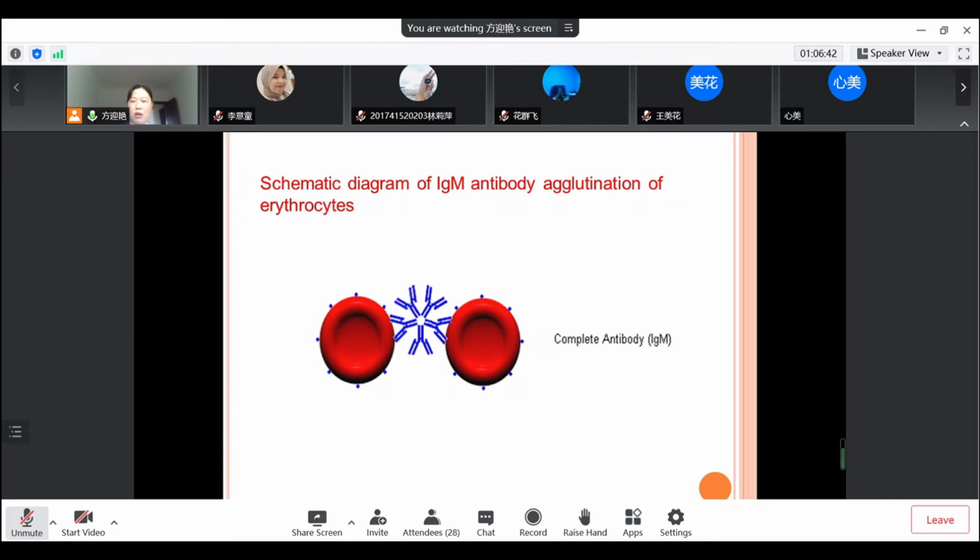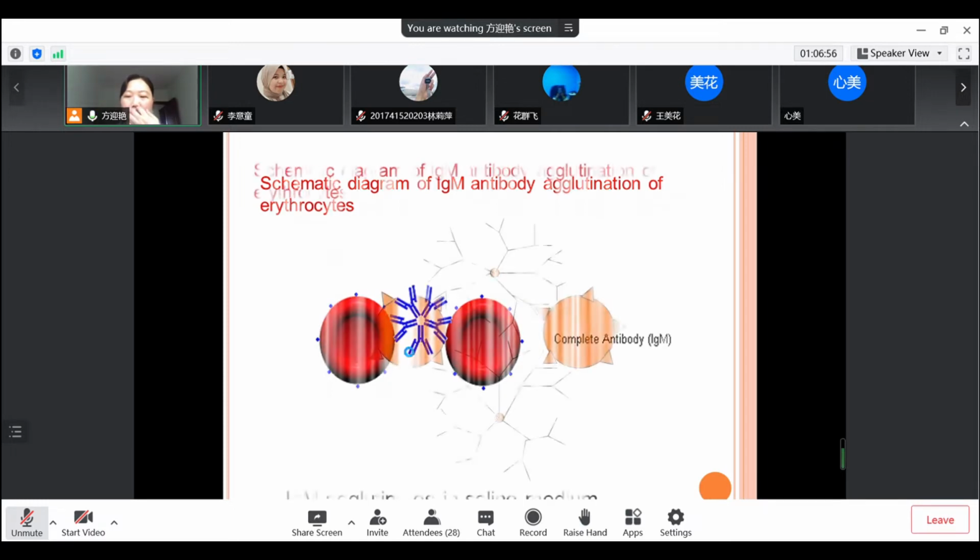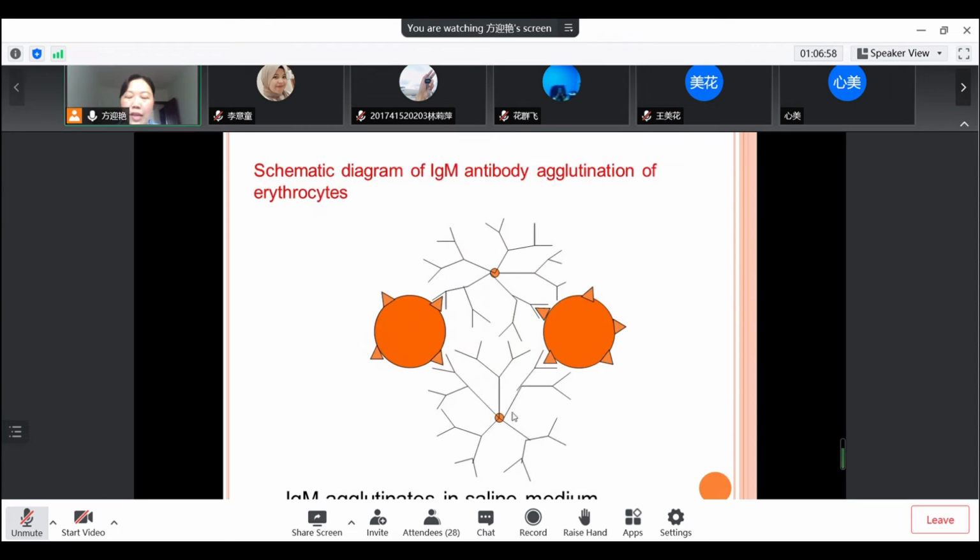The nature of this aggregation is the red blood cell aggregation based on the antibodies bridge. Yeah, we can see that.